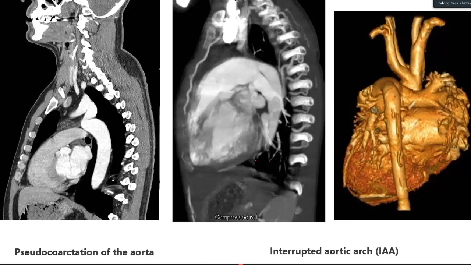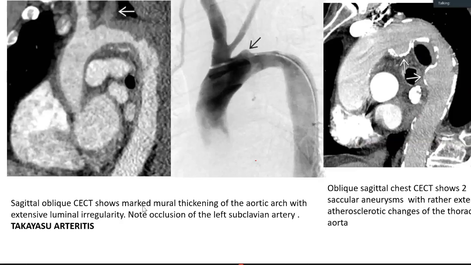There's separation between the ascending and descending aorta, and sometimes the connection is very, very tight. But these patients usually will have a ventricular septal defect or patent ductus arteriosus. So in this particular case, this is a case of interrupted aortic arch. This is a pulmonary artery, and you see the descending aorta is arising from the pulmonary artery, and it does not seem to have any connection with the ascending aorta.